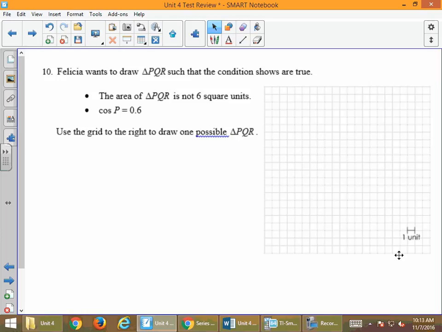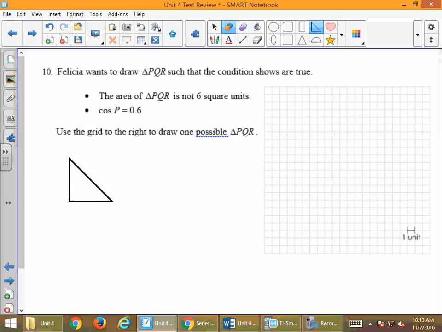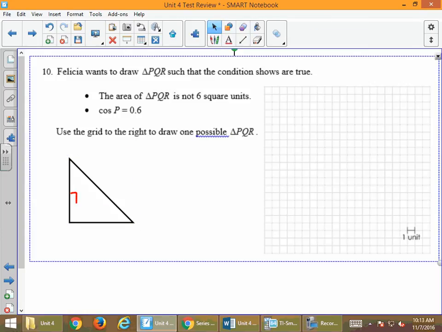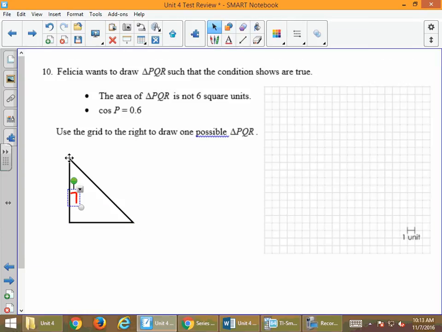Well, in order to draw this triangle, we need to know the measurements of the sides. We're going to draw a mini version of this triangle off to the side. A little bigger. Here's the triangle.